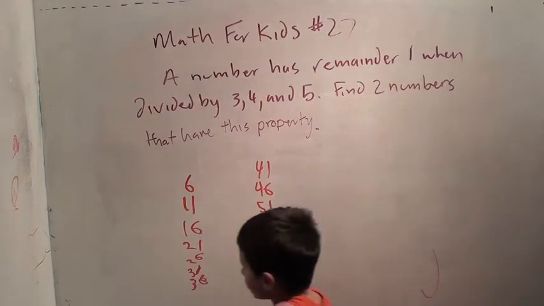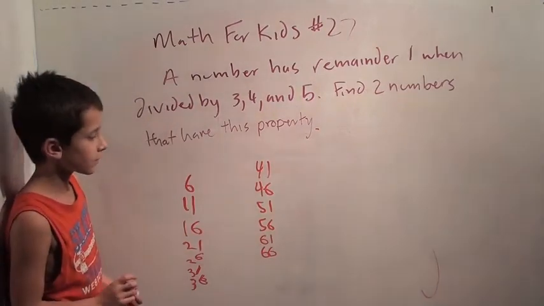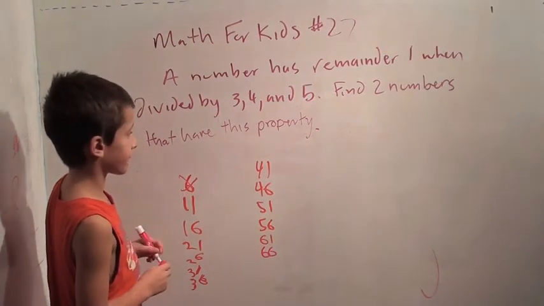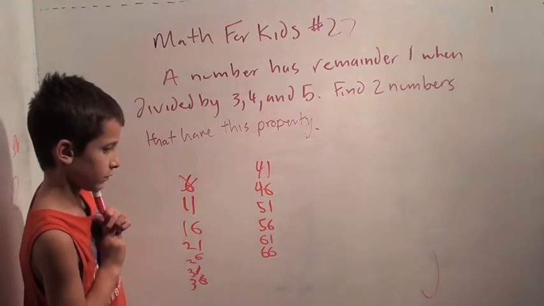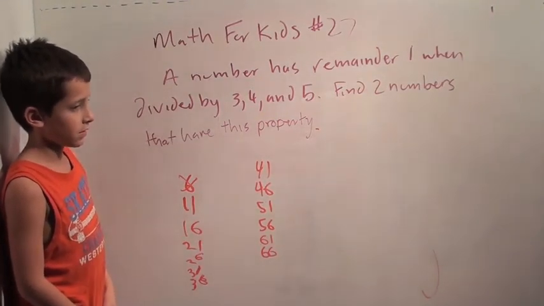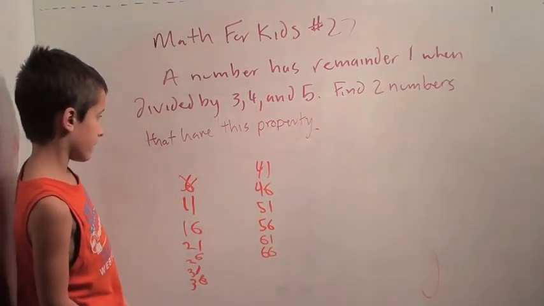All right, so let's go through and see. Let's cross out the ones that we know don't work. We know that 6 doesn't work. Why not? Because 3 goes into it. 3 goes into 6 how many times? 2 times. Okay, great. So what else can we cross out real quick?